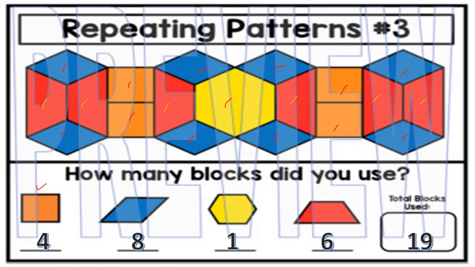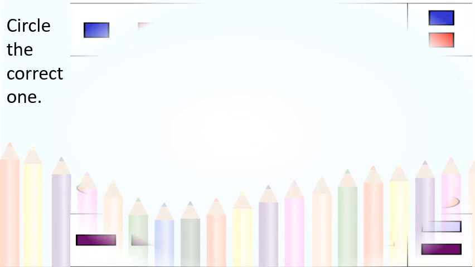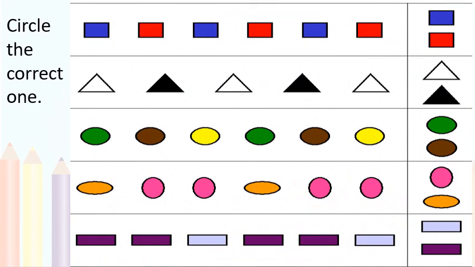Got it? Circle the correct one. Again we can see here a pattern and the answer is given here. We have to circle the proper answer. See here blocks are there. Blue block, red, blue, red, blue, red, and that should be blue. Right? Very easy. This is AB, AB.